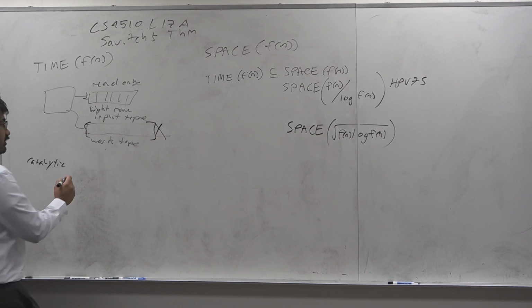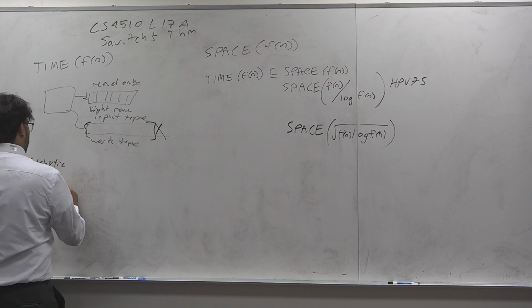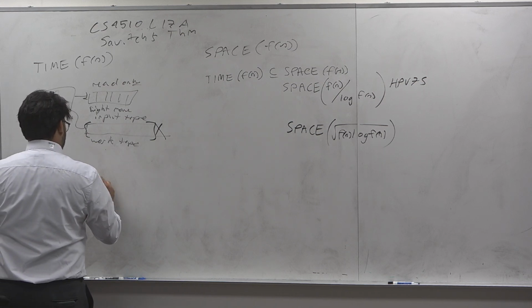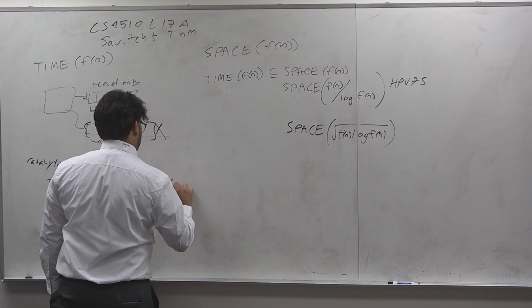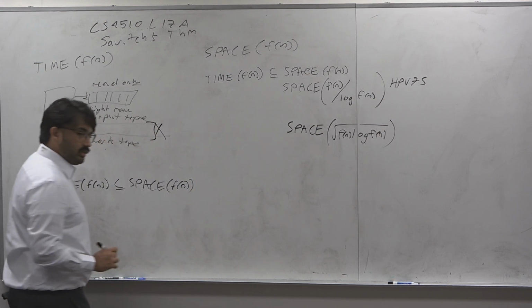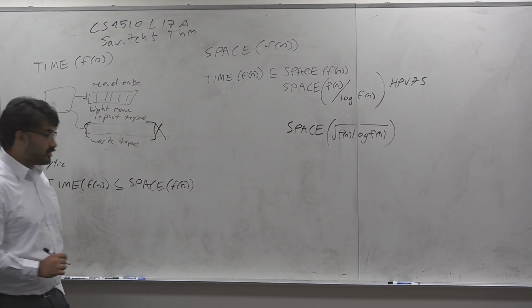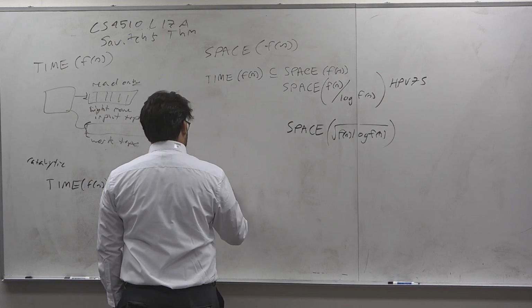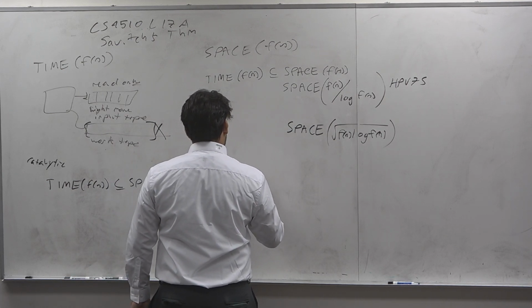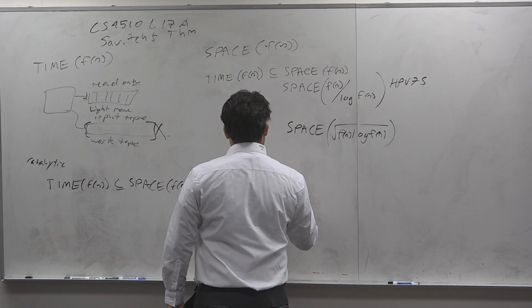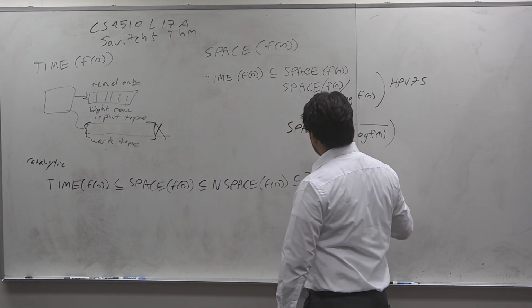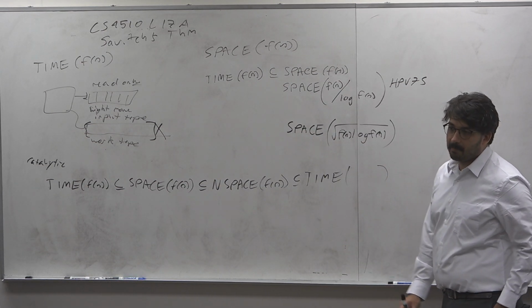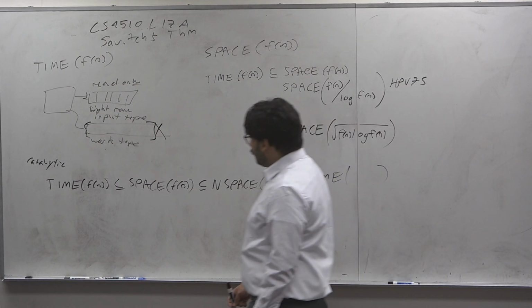Every space-bound machine does have a time bound, so we're going to prove the following. Time of f of n is contained in space of f of n. But you could probably believe that space f of n can be generalized non-deterministically to NSPACE f of n, which can be contained in time something, which we'll talk about later, okay? We'll prove these four containments.